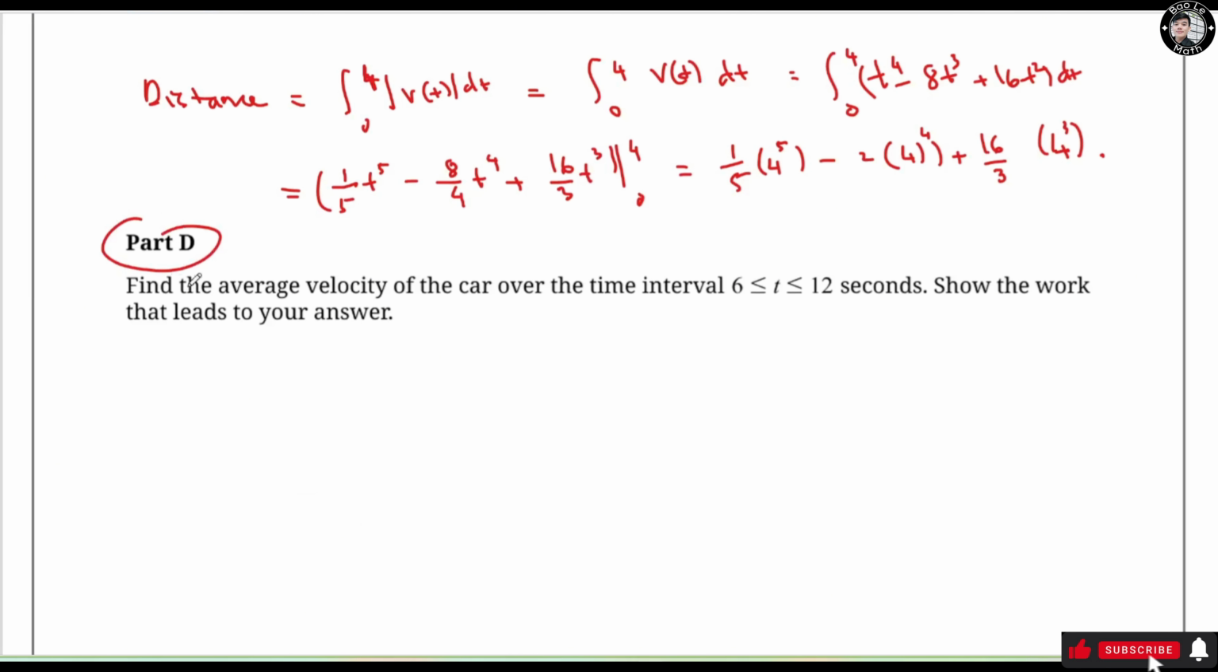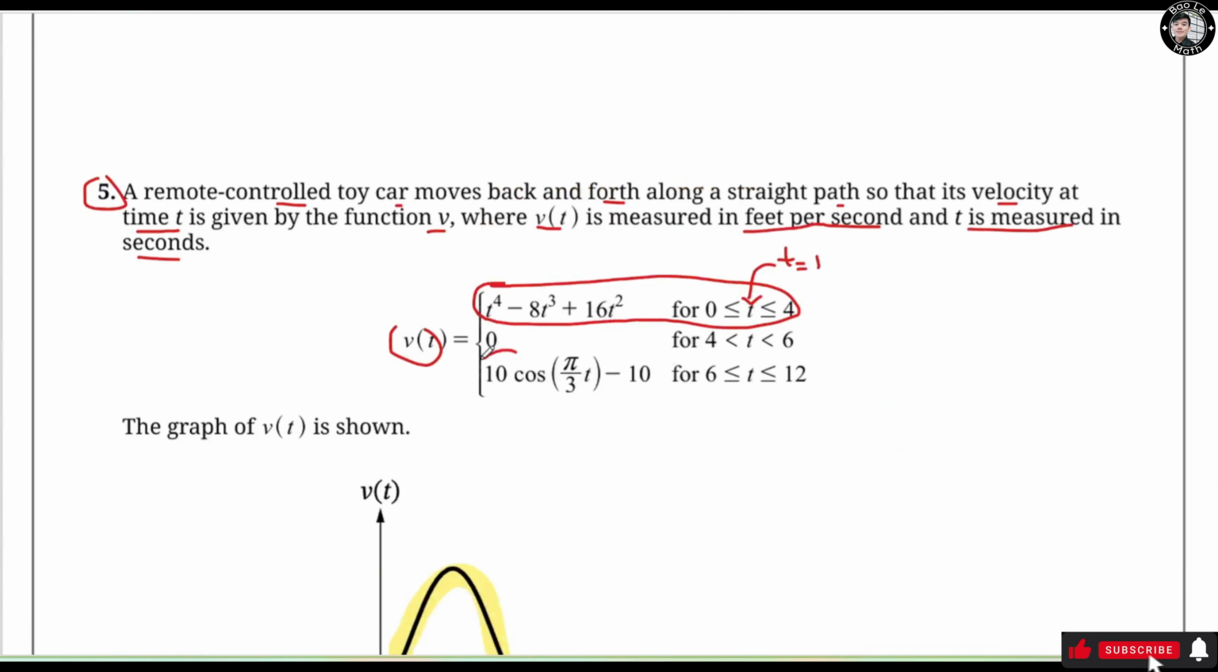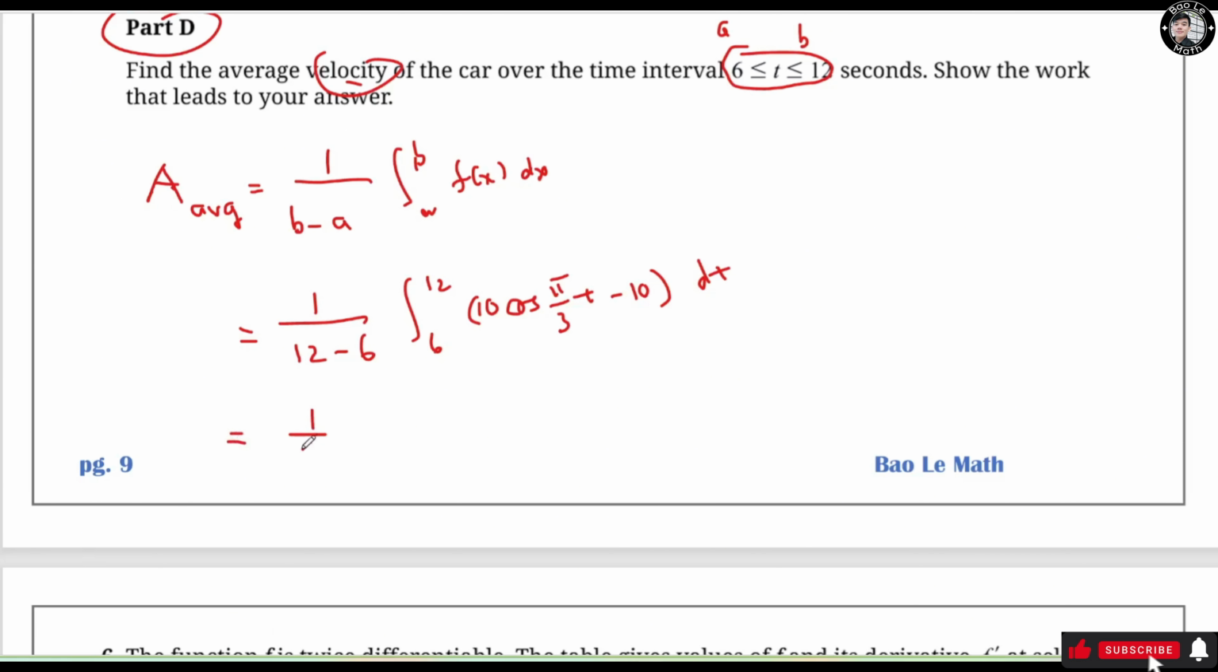Now question D. Find the average velocity of the car over the time interval 6 to 12. Alright, so we need to use the average formula. Now in this situation, a is 6, b is 12, right? So it's going to be 1 over 12 minus 6 integral from 6 to 12. Now for 6 to 12, we're going to use this function. Now we need to take the antiderivative of this one.